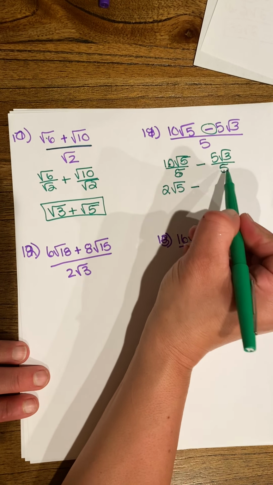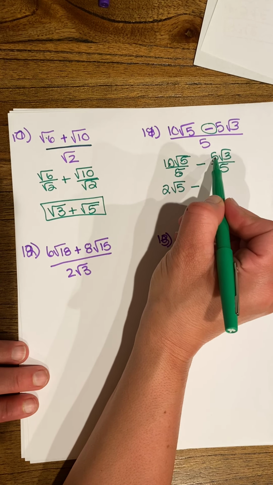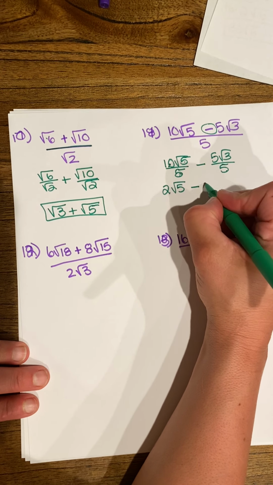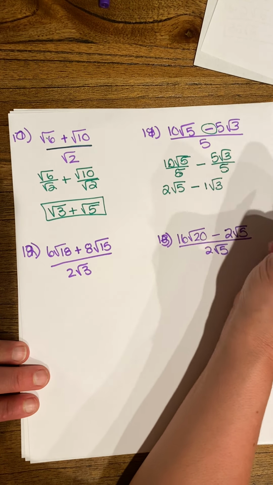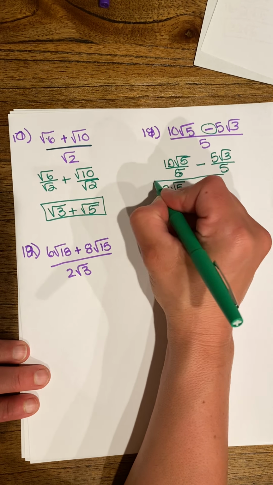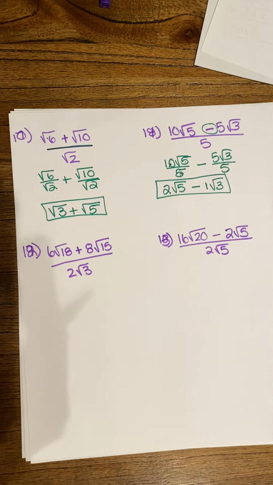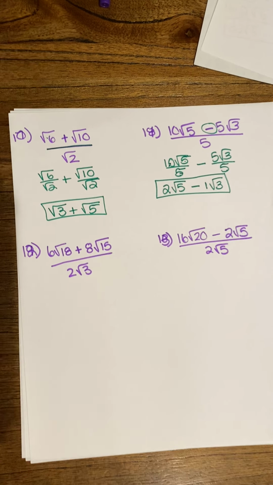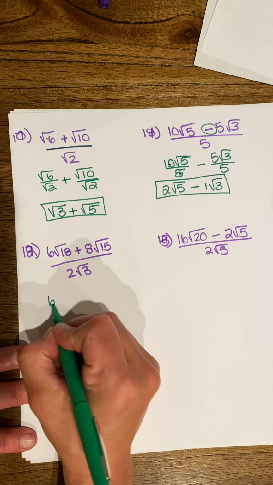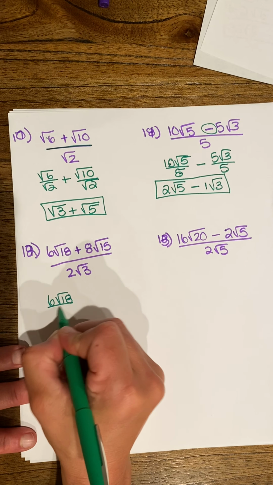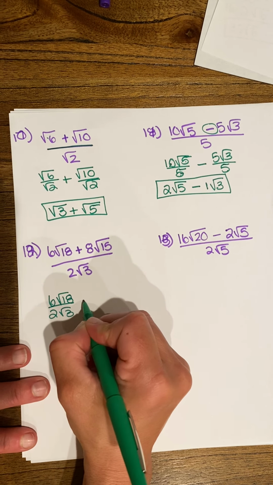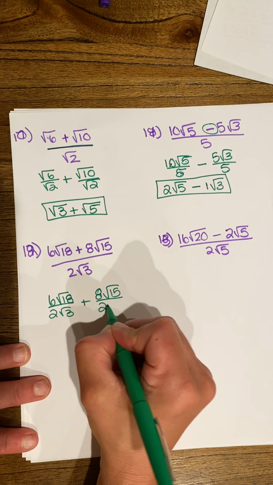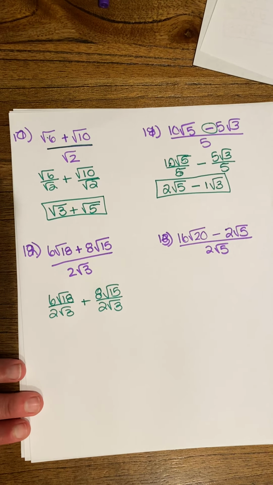Same thing here. This 5 can divide in with that 5. So remember, 5 divided by 5 is 1. You could either write 1√3, because you're just going to have to bring down the √3, or if you want, you could leave out the 1 altogether. Okay? So again, it's not a bad idea to just take each of the top numbers, split them up, and put them over whatever you're dividing by. Makes it a little bit easier.